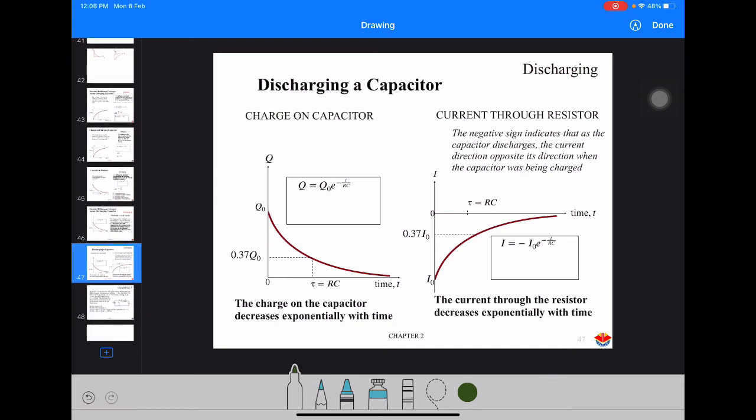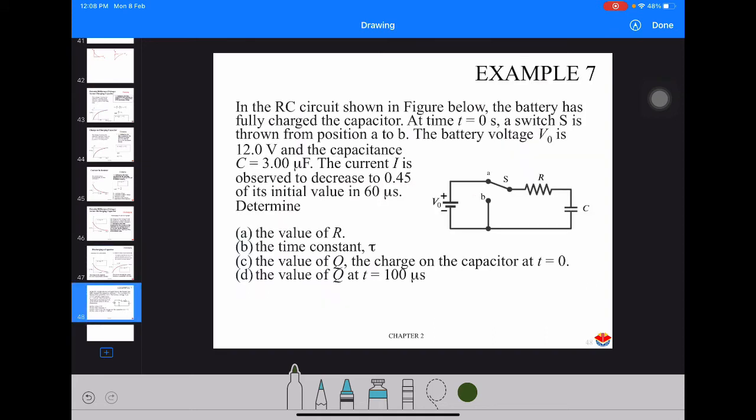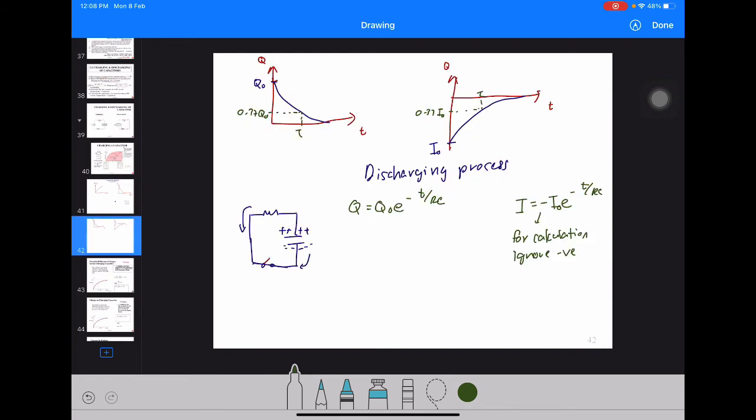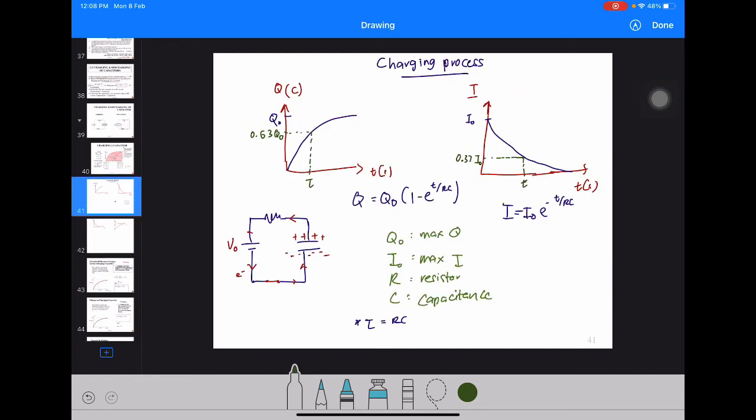Okay, this one doesn't state the tau anymore. Anyway, over here you can see that only for the charging process, charging capacitor, the tau for charge represents the time taken. Sorry, I'm talking about this one.